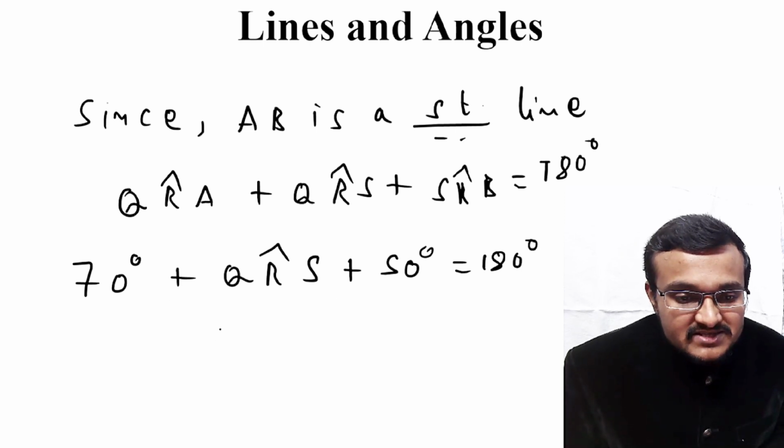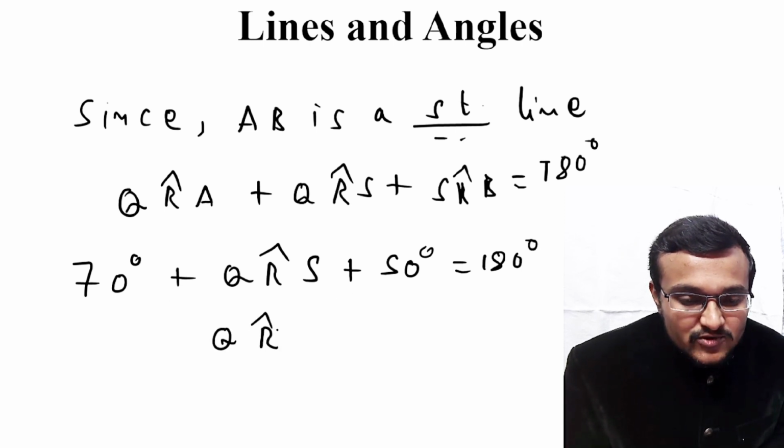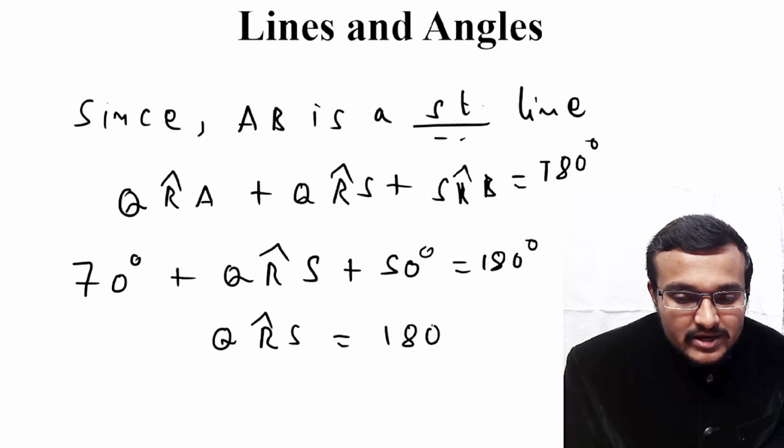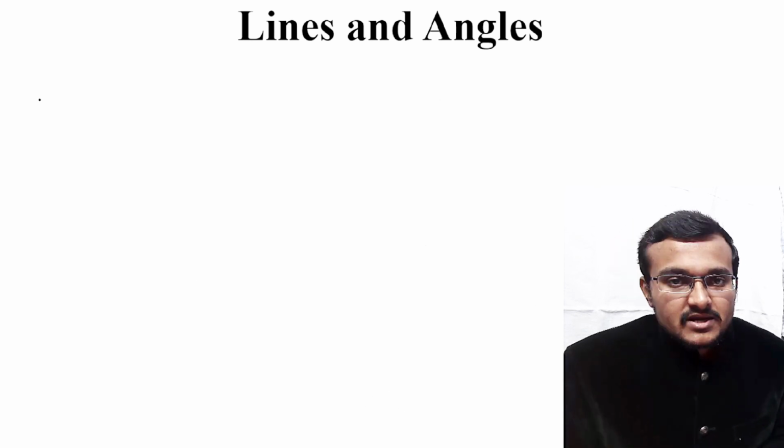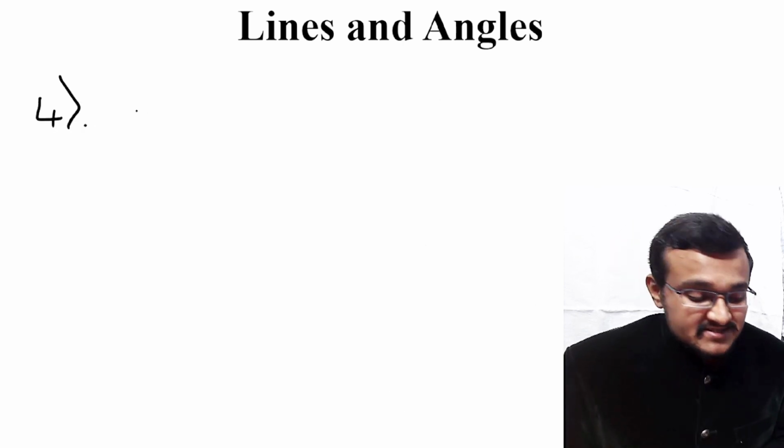So 70 plus 50 is 120 degree. So 120, if you bring to RHS, it will be 180 degree minus 120 degree. So therefore QRS is equal to 60 degree. Now we will look into the fourth question in the exercise.